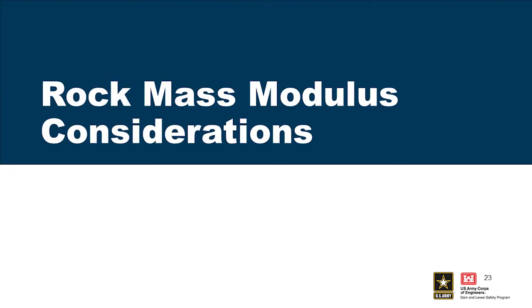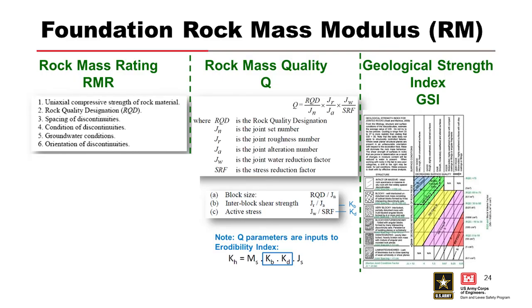Rock mass modulus consideration, or the foundation rock mass modulus. That can be determined several ways. You can do it by in situ testing or by putting in instrumentation. Or you can use a more qualitative measure, using rock mass rating systems and empirical formulas to derive it as well.